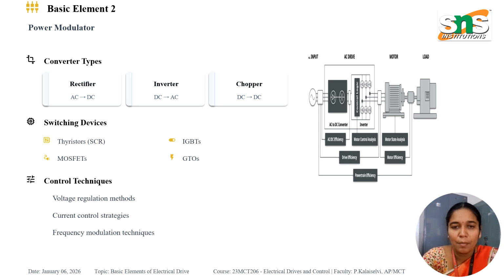The second basic element is the power modulator, which is a converter. It is the key element that controls power delivered to the motor. It performs the conversion and control using the rectifier, inverter and chopper. We use switching devices like SCR thyristor, IGBT, MOSFET and GTO, and it controls outputs by voltage regulation, current control and frequency modulation. So the power modulator ensures smooth control of speed and torque.